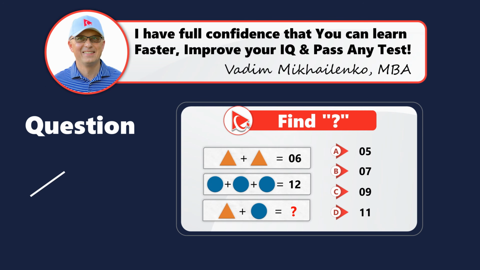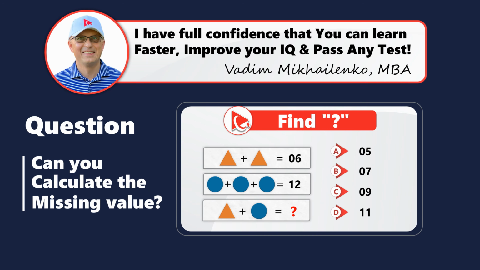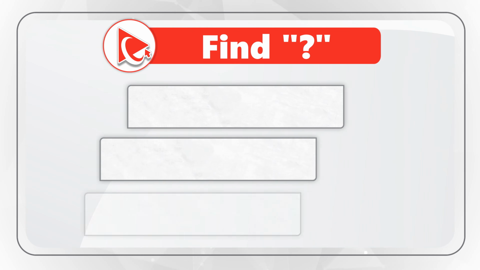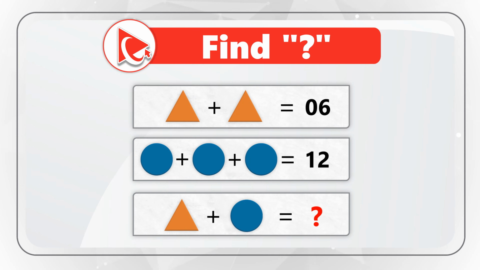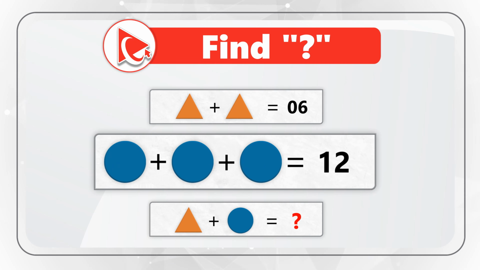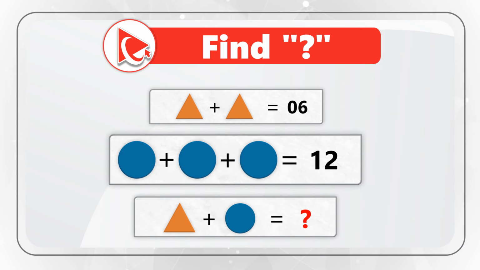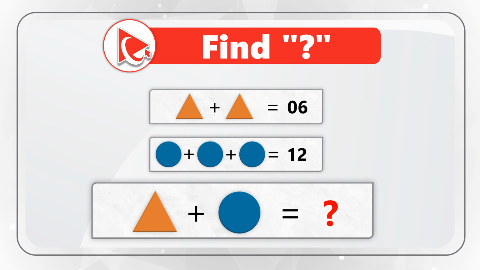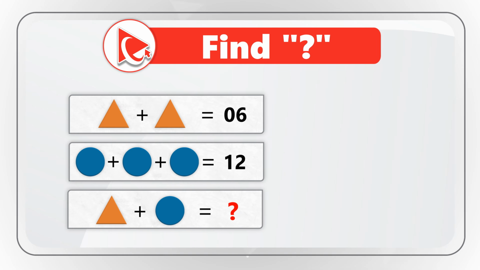Here's an interesting cognitive abilities test question to see how well you can deal with abstract concepts. You're presented with three expressions. In each expression, there are shapes and numbers. The first expression is triangle plus triangle equals 6. The second expression is circle plus circle plus circle equals 12. And the third expression is where you have triangle plus circle and you need to calculate the end result of this calculation. Once calculated, you need to select the answer out of 4 possible choices.